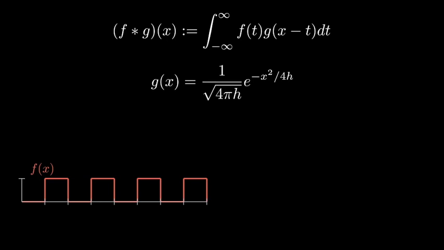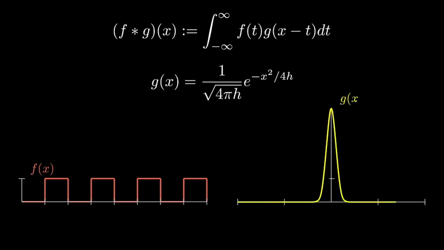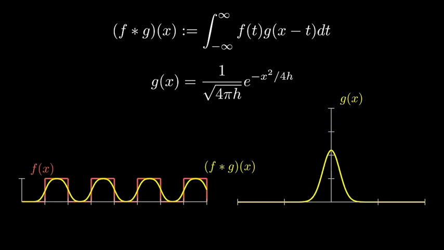And as we'll see, a larger h means a larger blur. So for a particular value of h, the Gaussian looks like this, and its convolution with f is like a smoother version of f, which is exactly like in the case of a two-dimensional image. And as we increase h, f convolved with g gets even smoother.